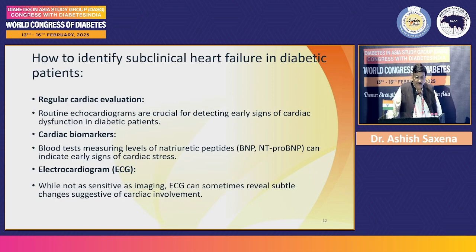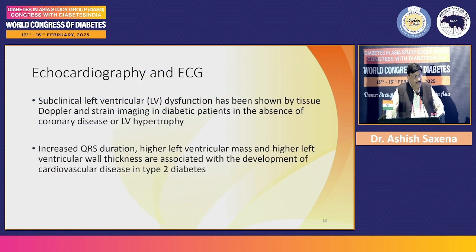Now, how do we identify these type of patients of subclinical? I'm talking about subclinical heart failure, not those who are coming with full-blown heart failure to our OPDs. Cardiac evaluation, routine echocardiograms are early signs of cardiac dysfunction. Biomarkers like NT-proBNP, BNP can be indicated, and ECG, which is not as sensitive as imaging, but it reveals subtle changes. Echo, like a subclinical left ventricular hypertrophy, and the tissue Doppler and strain patterns in a diabetic in the absence of coronary artery disease with LV dysfunction, LV hypertrophy.